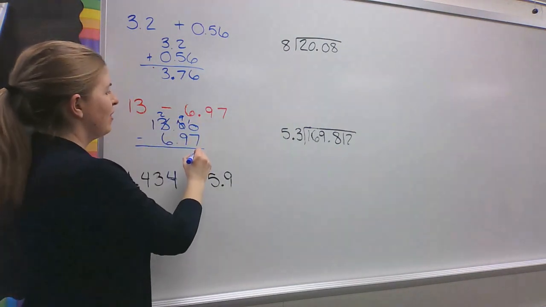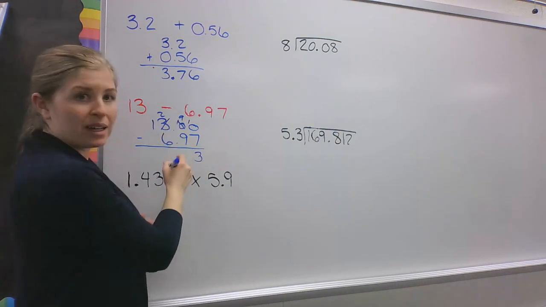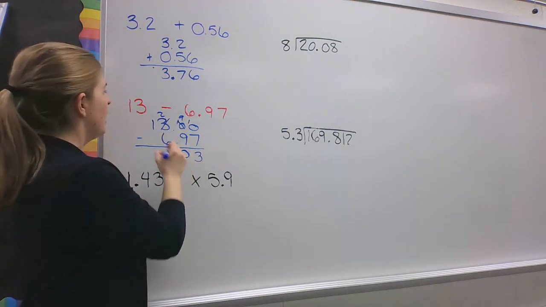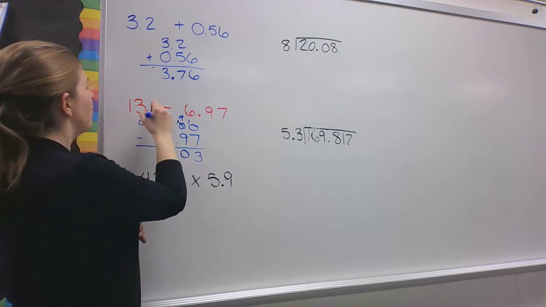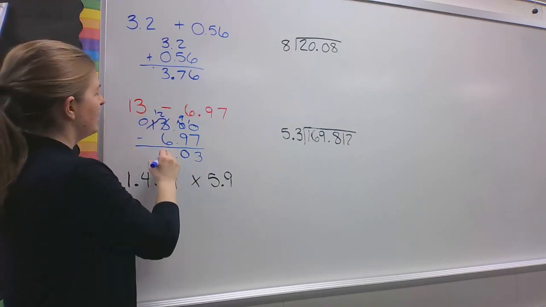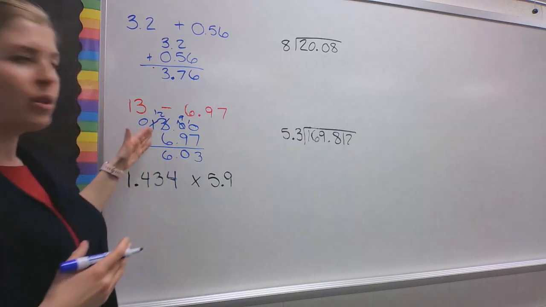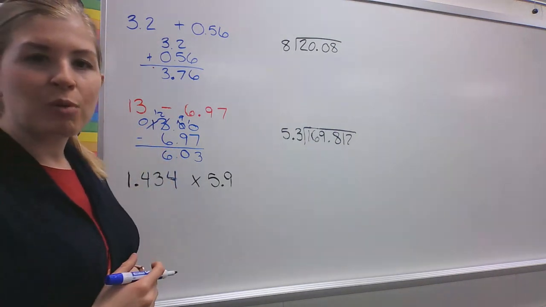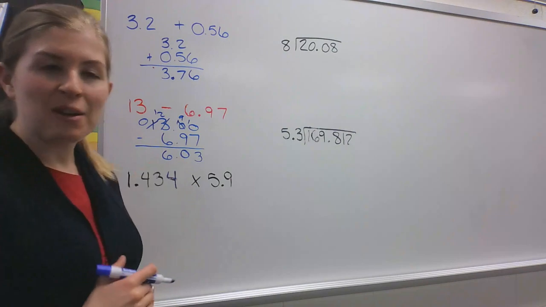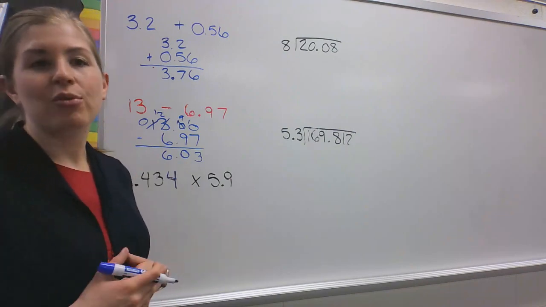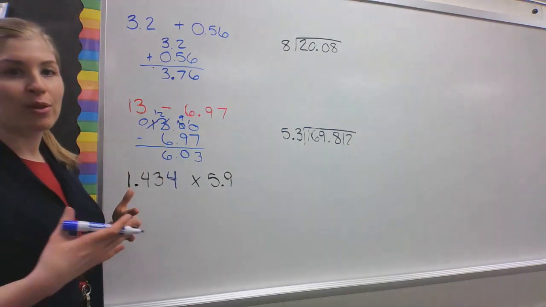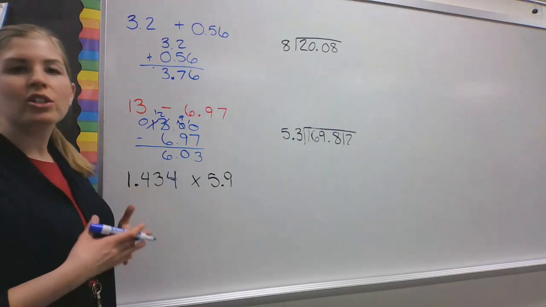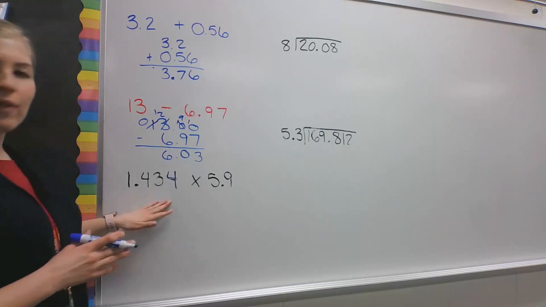So 10 minus 7 is 3, 9 minus 9 is 0, and then 2 minus 6, we can't do 2 minus 6, so we would borrow from that, and we would get a 6. So 13 minus 6.97 is 6.03, or 6 3/100. If you have any questions, go ahead and review some of those operations with subtraction and addition. We're going to move on to the next one.